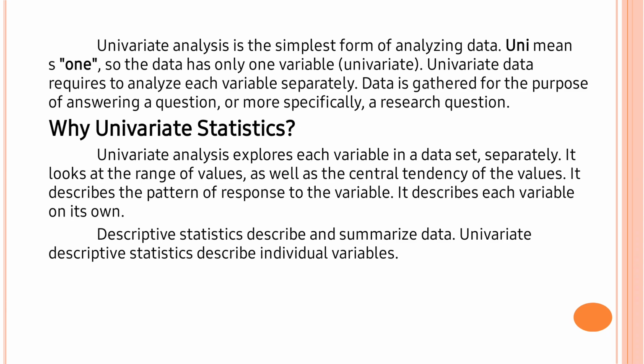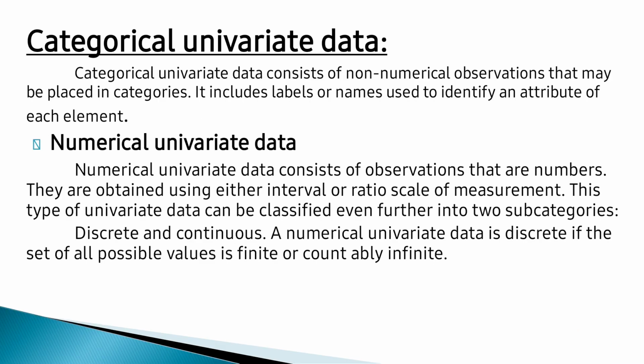Why univariate statistics? Univariate analysis explores each variable in a data set separately. It looks at the range of values as well as the central tendency of the values. It describes the pattern of response to the variable. It describes each variable on its own. And next, categorical univariate data. Categorical univariate data consists of non-numerical observations that may be placed in categories. It includes labels or names used to identify an attribute of each element.